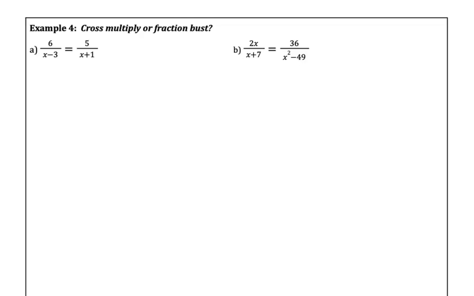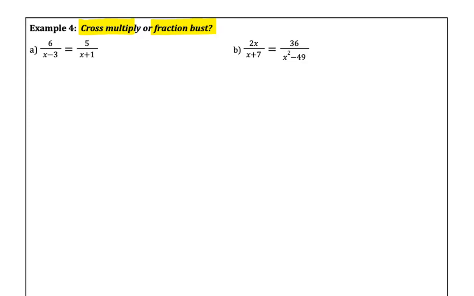All right, so the last thing I want to talk about is when we're dealing with equations that have just one rational expression on each side, we have an option of either cross-multiplying or fraction busting. So I wanted to show you a scenario where cross-multiplying would be easier, I guess, and then another example where fraction busting would be easier.